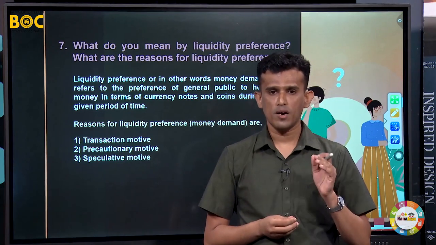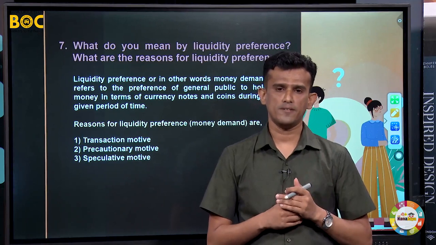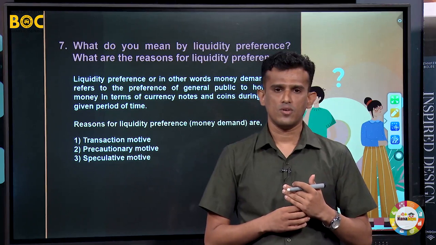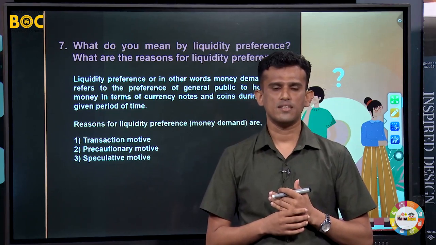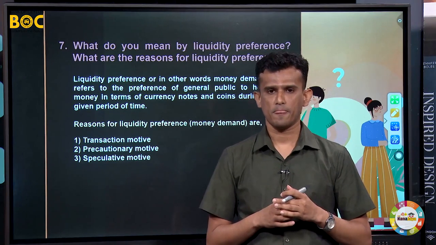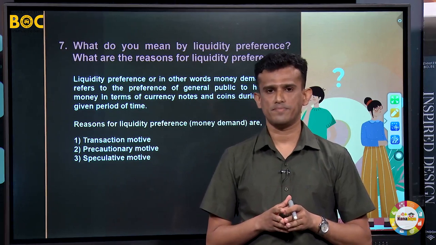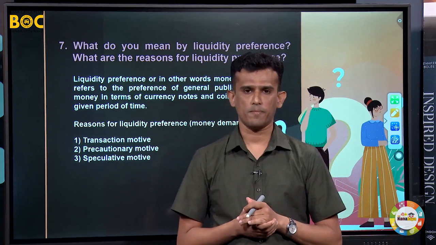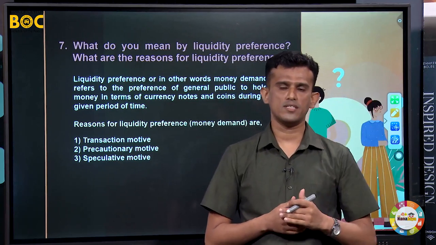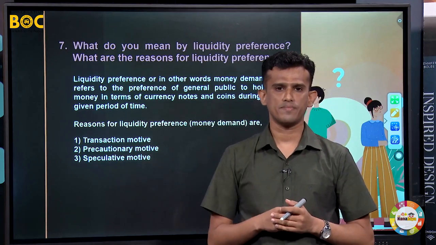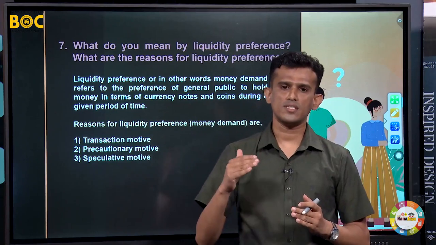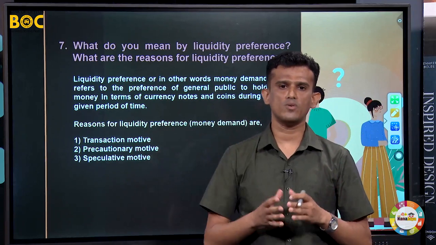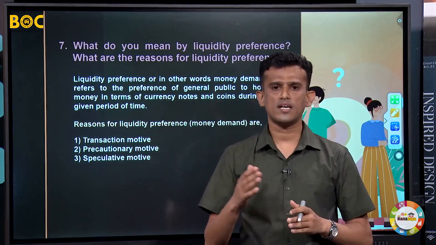Right? So, the amount of money, the currencies kept by the general public, in order to smoothly carry out the day-to-day transactions within the gaps of earning incomes, is identified as the transaction motive money demand. The transaction motive money demand is identified as a positive function of the level of income. What does this mean? When the level of income increases, the transaction motive money demand goes up. And when the level of income goes down, the transaction motive money demand goes down.